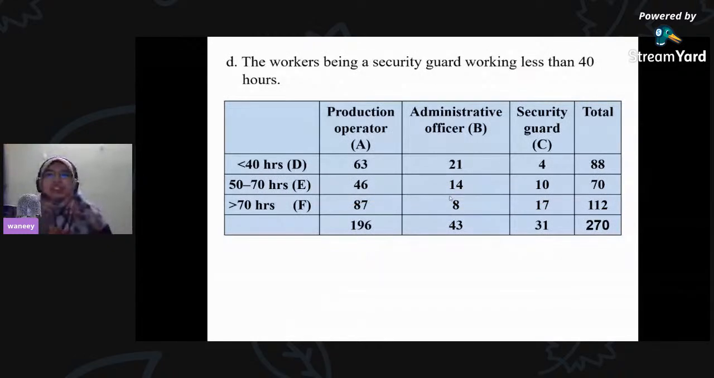The worker being a security guard working less than 40 hours. Okay, so this one now. Try it. How much do you get? Security guard working less than 40 hours.